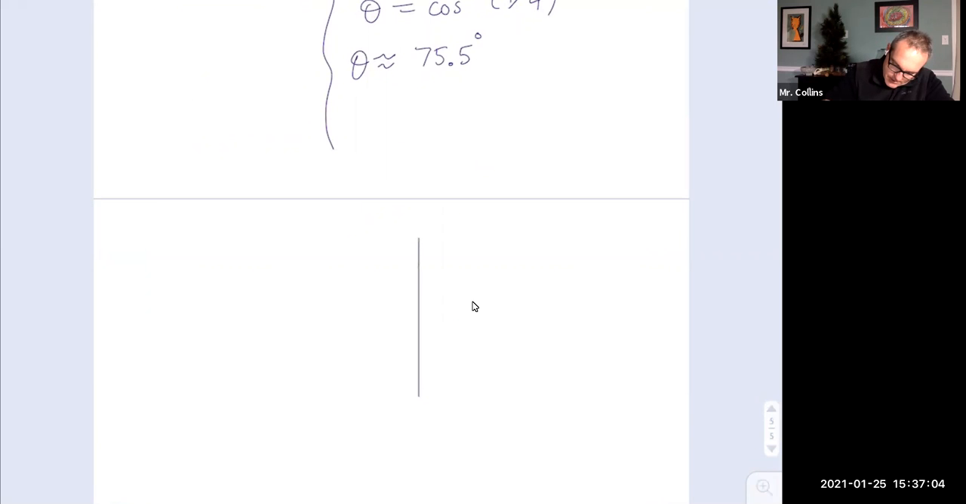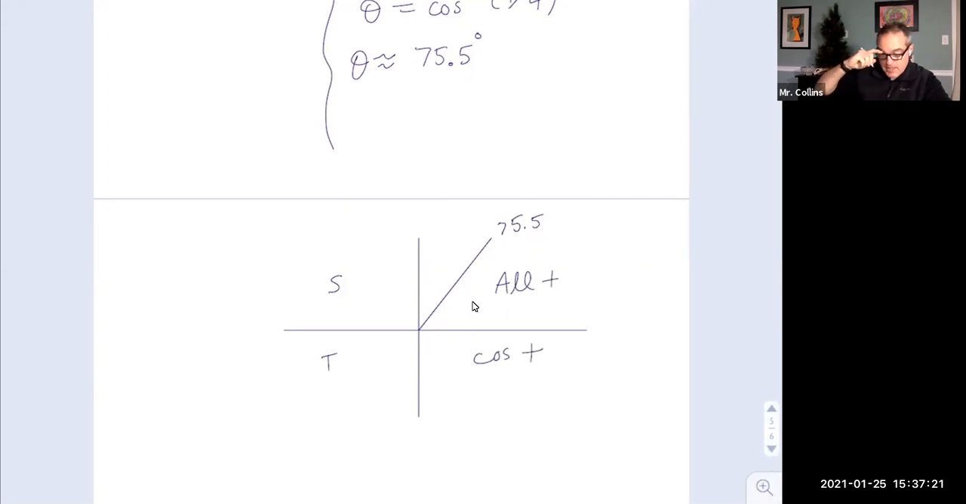I have a little room down below here, so let's draw our unit circle. 75.5 is about here. And don't forget, I have my little acronym: All Students Take Calculus, or always study trig carefully. They're all positive in the first, and cosine is positive in the fourth. So my other value is going to be down here in the fourth quadrant, and it's got to be the same reference angle, 75.5. So this angle here is 75.5, but it's not quite all the way to 360.